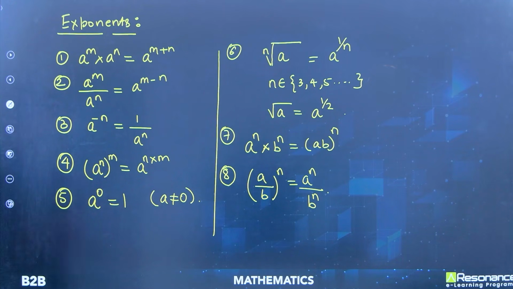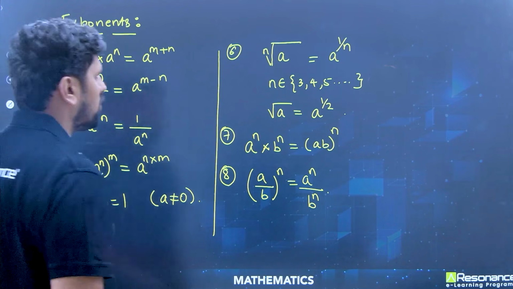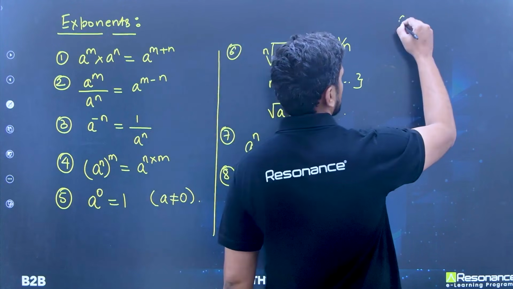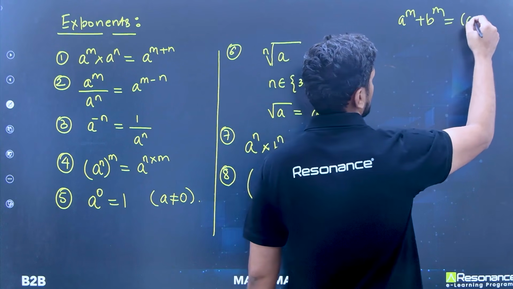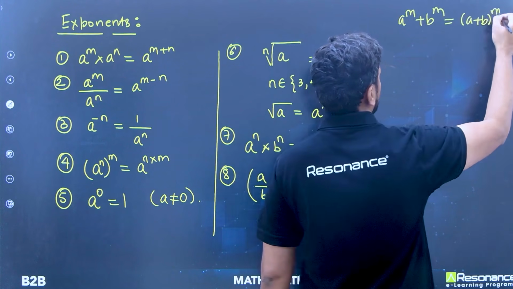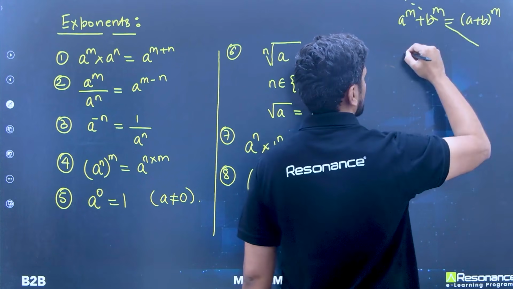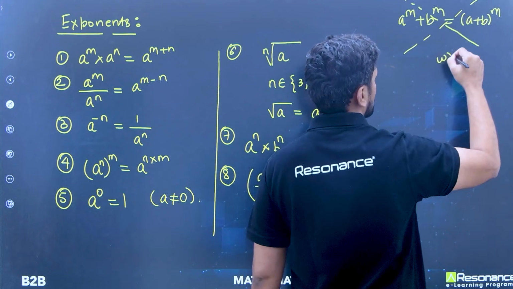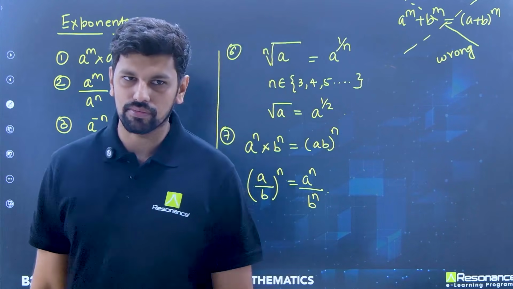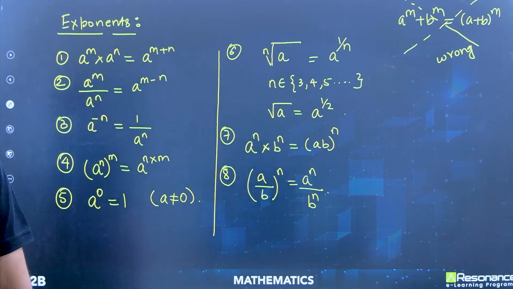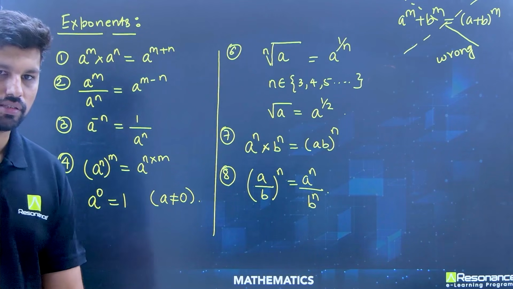No, Varun, that's a wrong property. A to the power m plus b to the power m. So this is a very wrong property. This is wrong. We can't do it. A raised to the power 1 is A, obvious.